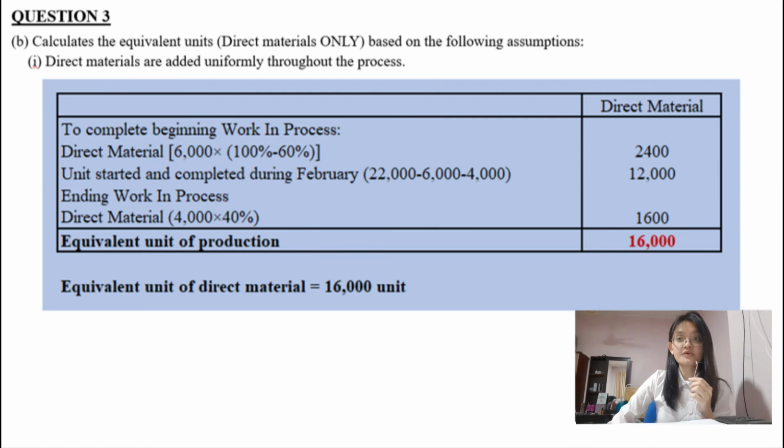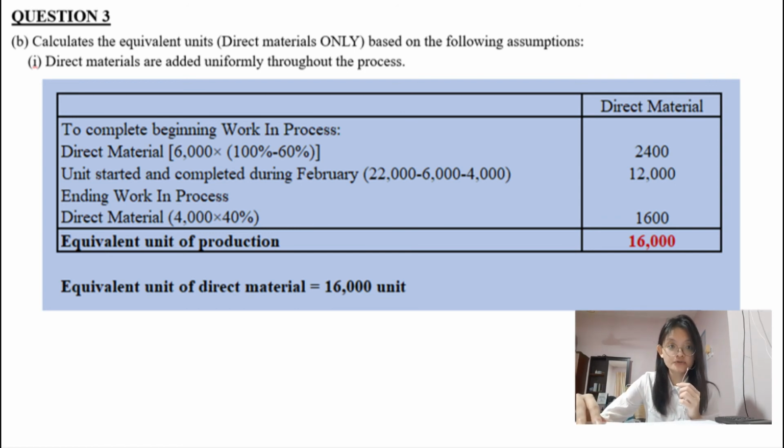First, the beginning work in process of direct material. Just like what I said just now, the percentage will be the same as the conversion cost. The question mentioned that the beginning work in process of conversion cost is 60%, so it will also equal the percentage of direct material. So during the first calculation for direct material, we just need to use 100% minus 60%, which will be equal to 40%, and we multiply the 40% by the 6,000 units. Then it will be equal to 2,400.